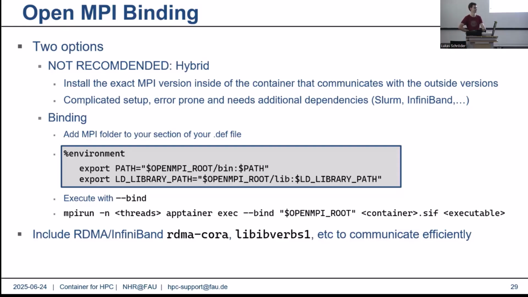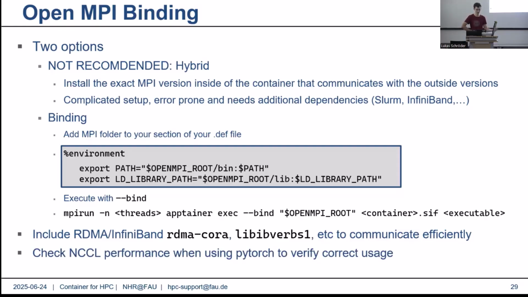But I can just do that. The problem is if I have something in the container that wants to be an opt, and I want to bind something from outside that's also an opt. I don't really know for sure. Okay. So also, if you use this, be sure that it actually works. Check the NCCL performance, for example, when you use PyTorch, to verify your results, which you should do in general, to see if it works correctly.